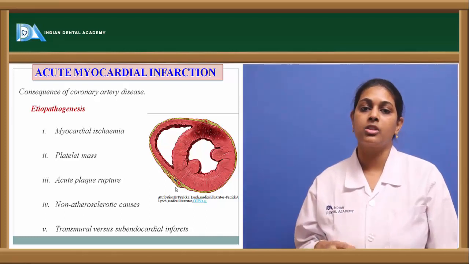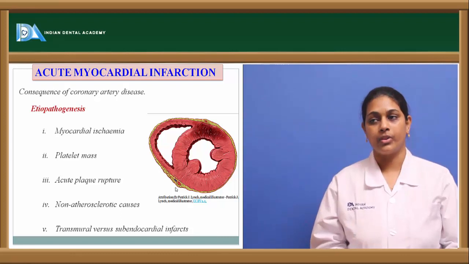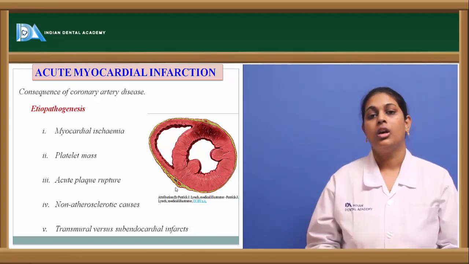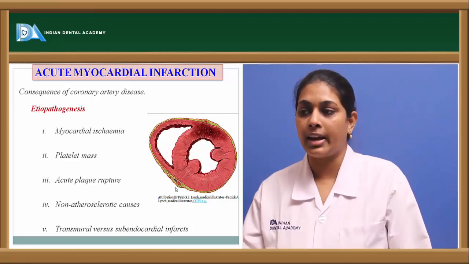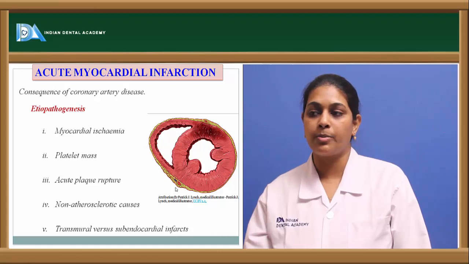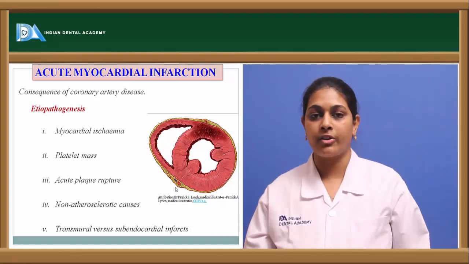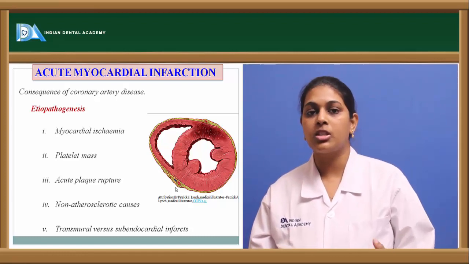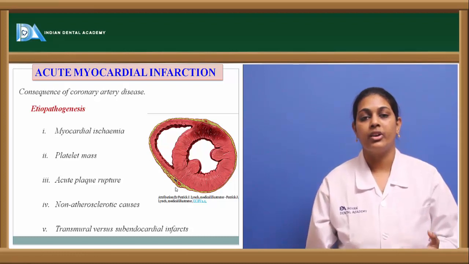or already present acute atherosclerotic plaques might rupture and result in acute myocardial infarction, which may act as emboli and block the blood circulation. It could also be because of non-atherosclerotic causes. As already told, it could be because of a vasospasm or any arteritis or any such conditions. And it could also be classified as transmural versus subendocardial infarcts, which are the types of infarcts.